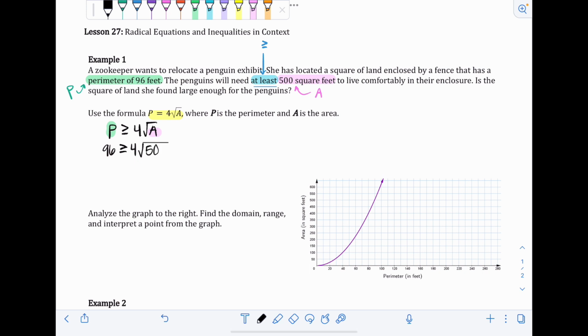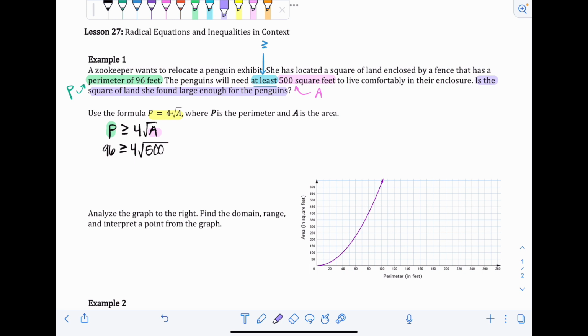And then we're not actually solving for anything here. We don't have any unknown variables or anything like that. We're basically just trying to see if these measurements are appropriate for this problem. Meaning, it says towards the end, it asks, is the square of land she found large enough for the penguins? So what that means in terms of math is, is this inequality true?